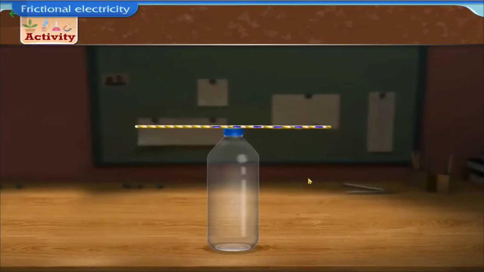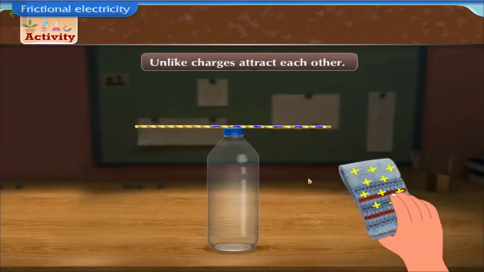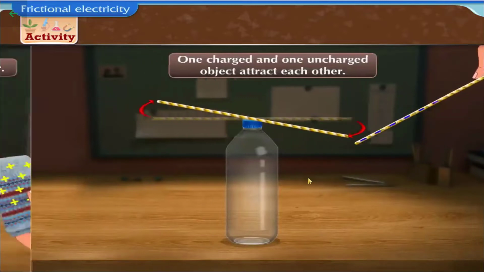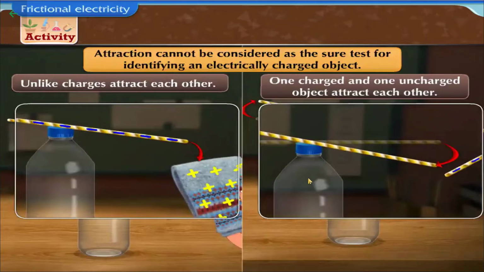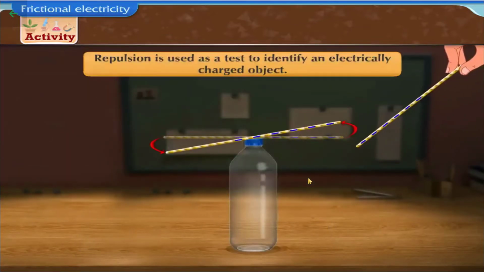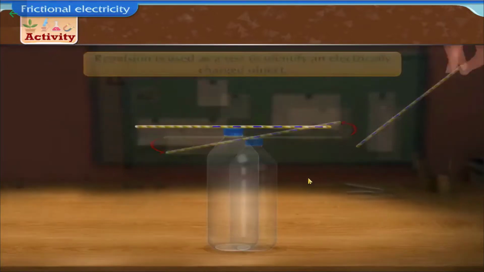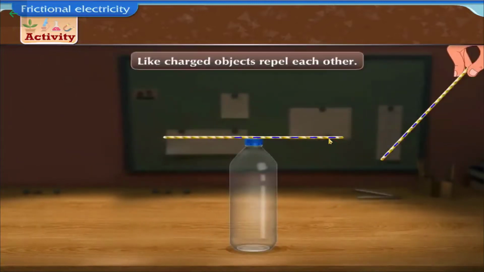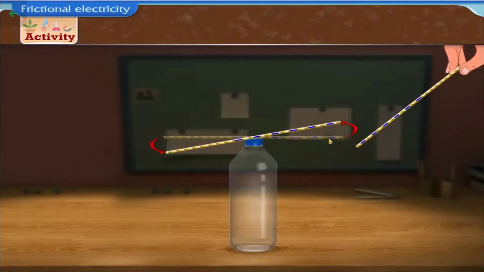In this activity, we have seen that not only do unlike charges attract each other, but one charged and one uncharged object can also attract each other. Therefore, attraction cannot be considered as the sure test for identifying an electrically charged object. Hence, repulsion is used as a test to identify an electrically charged object. We have seen that unlike charged objects attract each other, and like charged objects repel each other. Let us observe this phenomenon with one more example.